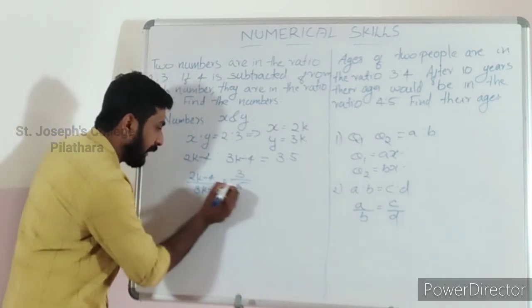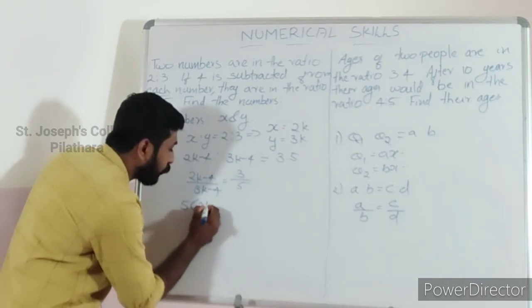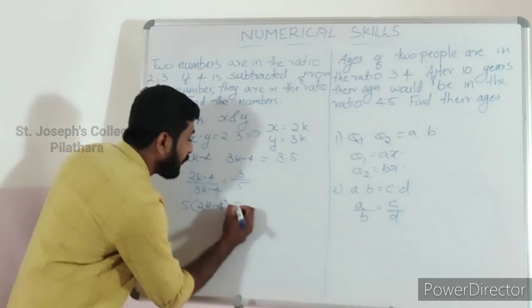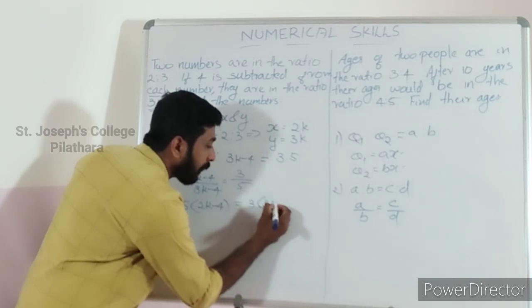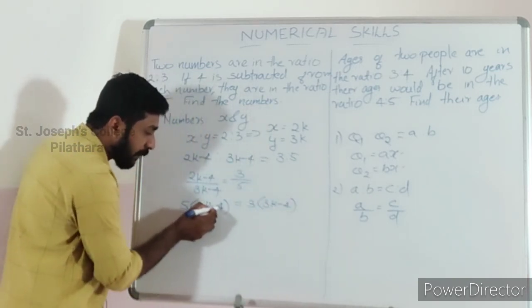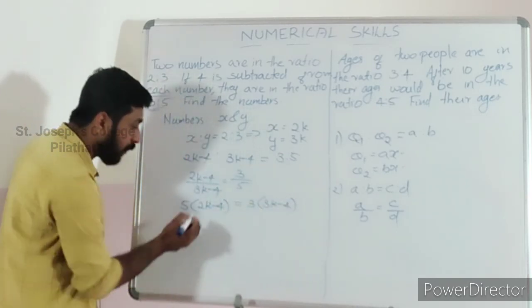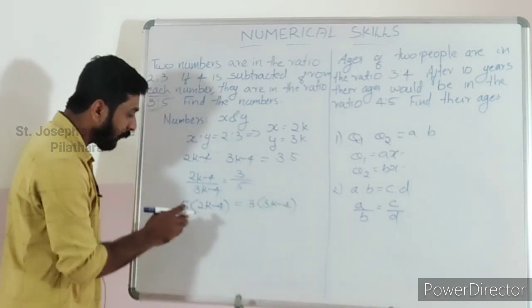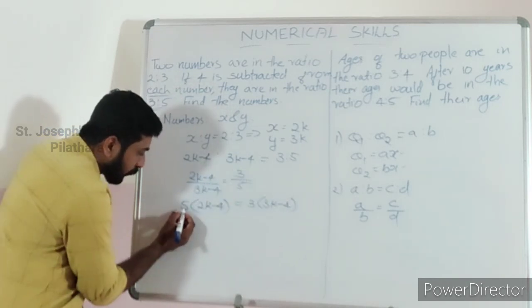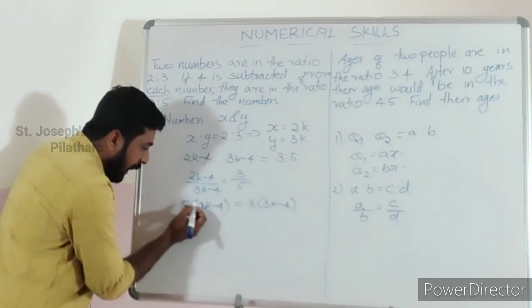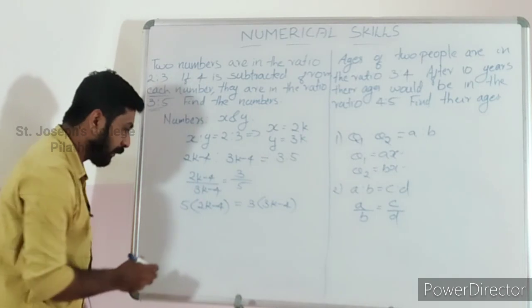Multiplying diagonally, that is 5 into (2K minus 4) is equal to 3 into (3K minus 4). Here 2K minus 4 and 3K minus 4 are treated as single terms, so don't forget to put the brackets. Then the next step, we have to expand the brackets. That is, we multiply 5 with 2K and 5 with 4, and 3 with 3K and 3 with 4.